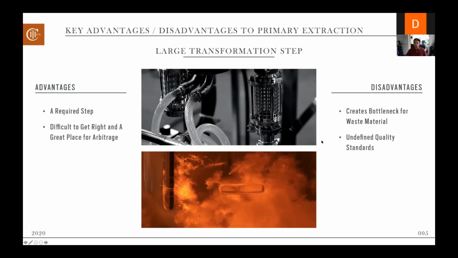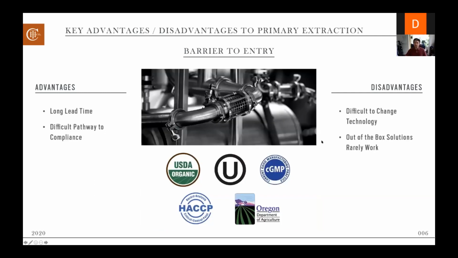Another advantage to this primary extraction stage, or sector, is really a barrier to entry. You're looking at large equipment that has long lead times, so it takes a long time for a lab to establish itself. It takes even longer for that lab to start understanding what a quality product looks like and means. So they have a long time from the day they decide to enter to when they're up and running and can be really competitive in the space.